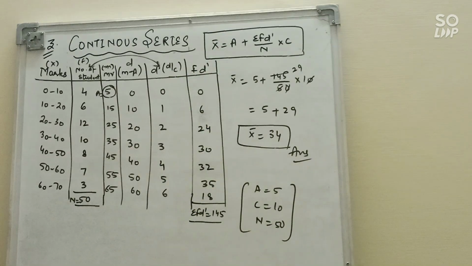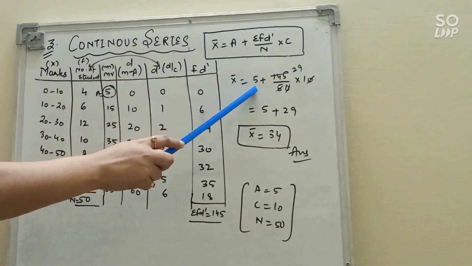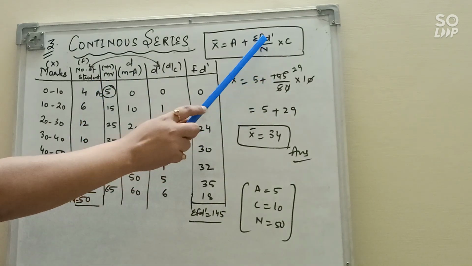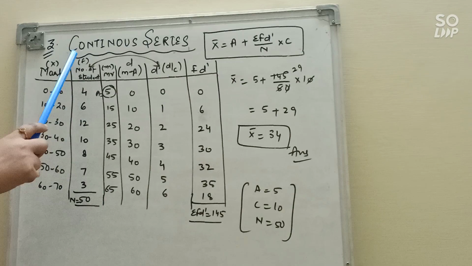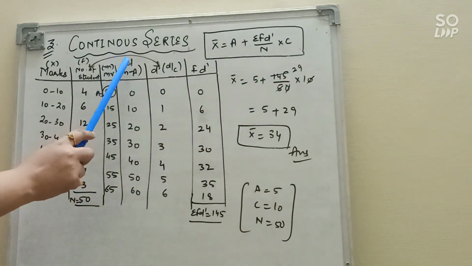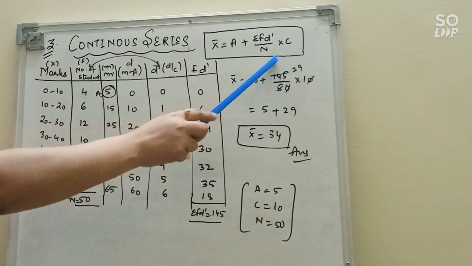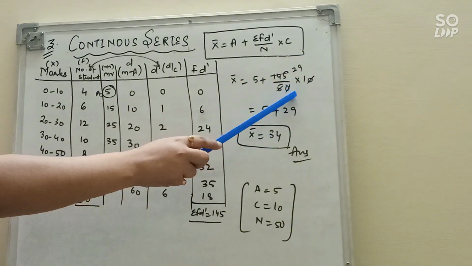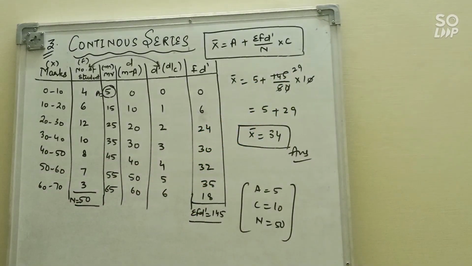Now put the values in the formula. Mean is equal to A. A is 5, the assumed mean, plus sigma FD dash, that is 145, upon N. N means sum of frequency, that is 50, into C. C is the common factor, that is 10. Now solve this portion first. We have 29 after solving this portion. Now add 5 to it. We have 34. So the mean is 34 in this question. Clear?